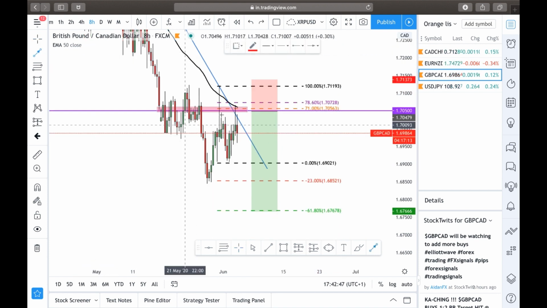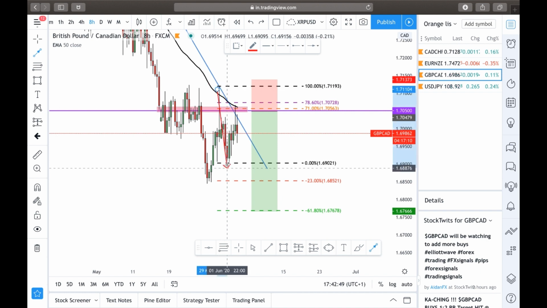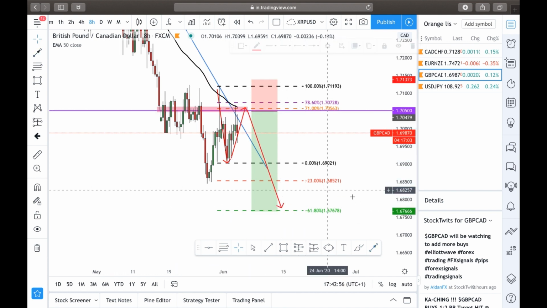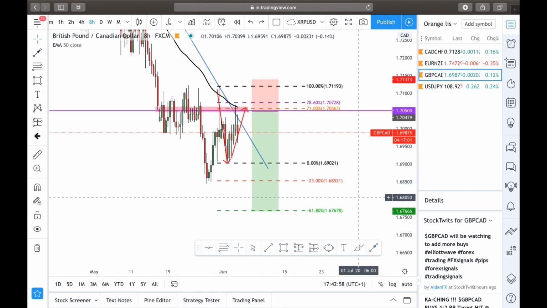Okay, so this is what it's done. It's having its retracement like that, and now we're looking for the sell, basically. So that's looking good. Cool.